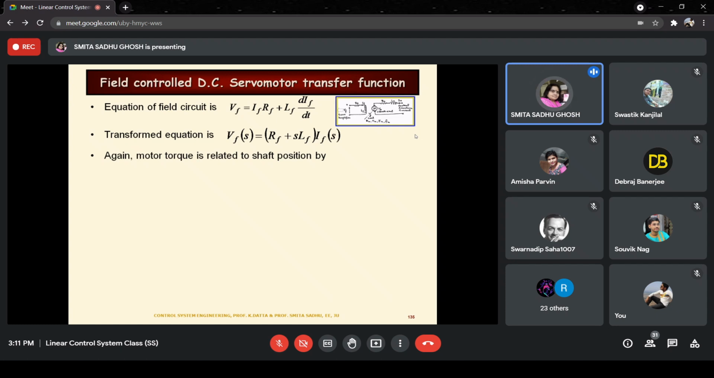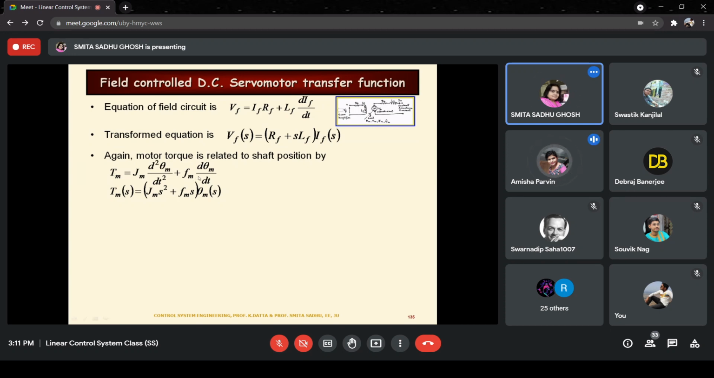That is a purely mechanical relation, I agree, but isn't this the relation between your torque and your angular velocity and angular acceleration? Tm equal to Jm theta m double dot plus Fm theta m dot. Do you recollect this relation? You had done it somewhere in your signals and systems, I think, and even before that, maybe in some mechanics class. Do you recognize this expression?